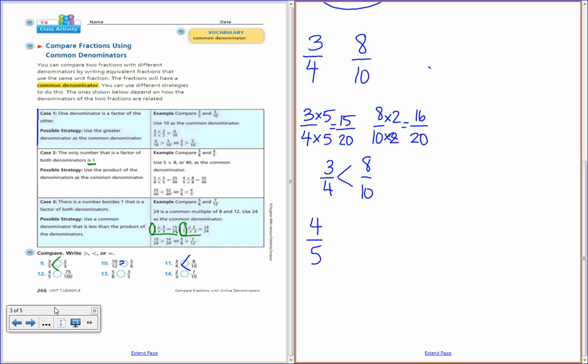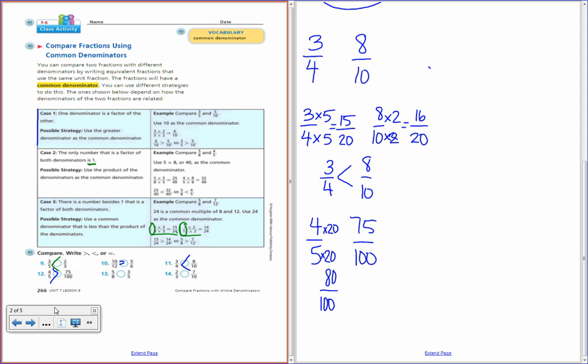4/5 and 75/100. Oh me, oh my. How am I going to get these to be the same? Well, let's keep 100. And I'm going to multiply this by 20. And I will get 80/100, which tells me that 4/5 is greater than 75/100.